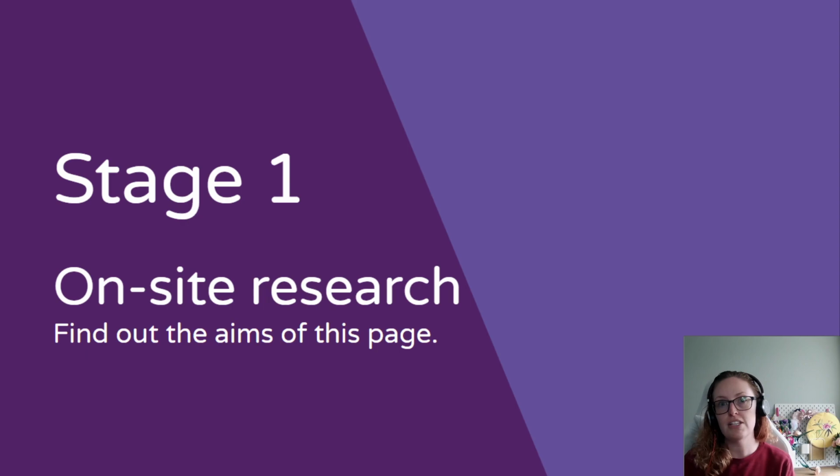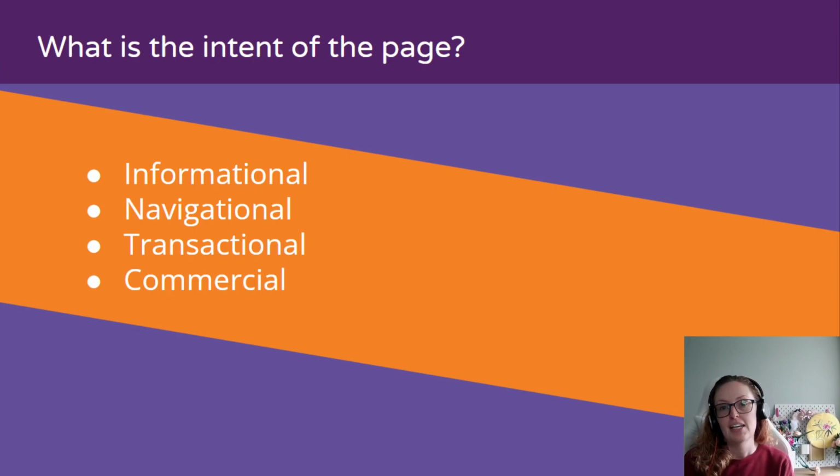For on-site research, this is where you'll be looking at your page to really find out what the aims are. It's a good starting place as any, really. The first thing you need to look at when you're looking at the page that you want to review is what it's designed to do. So look at the intent. There are four sorts of intent that you need to map it towards: informational, navigational, transactional, conversational, and actually sometimes it's a mix of those.